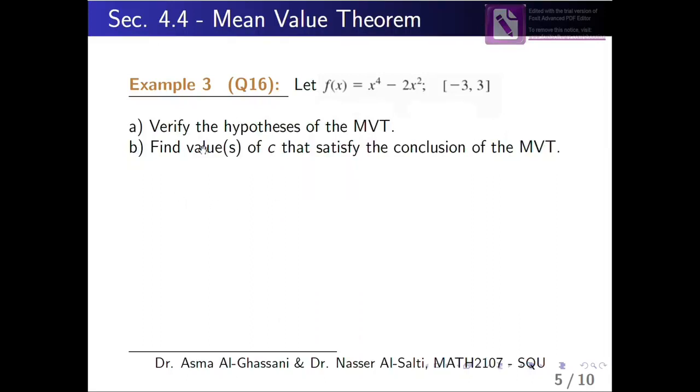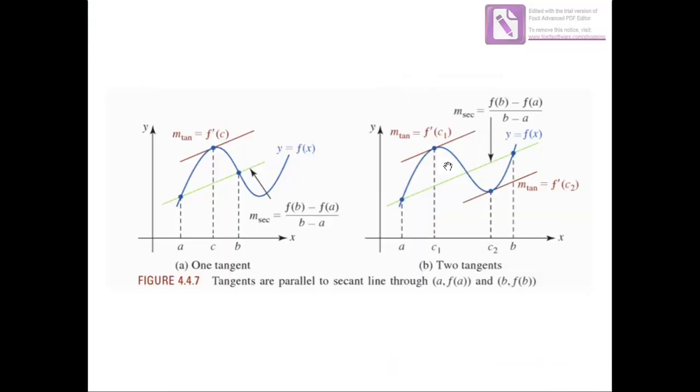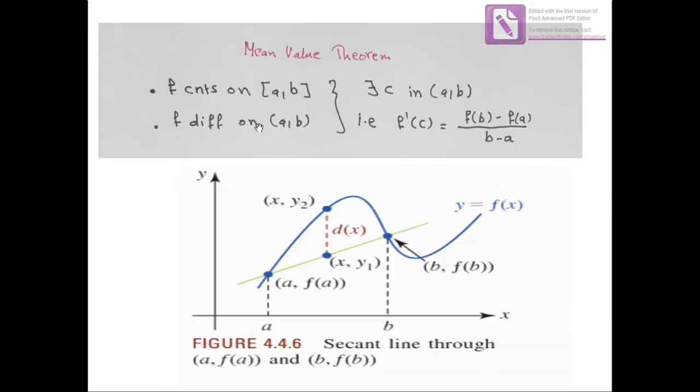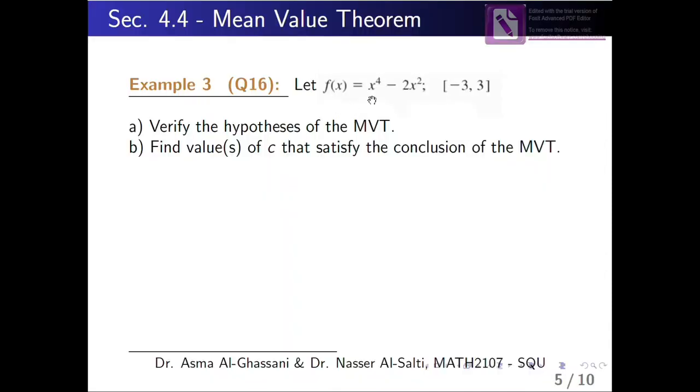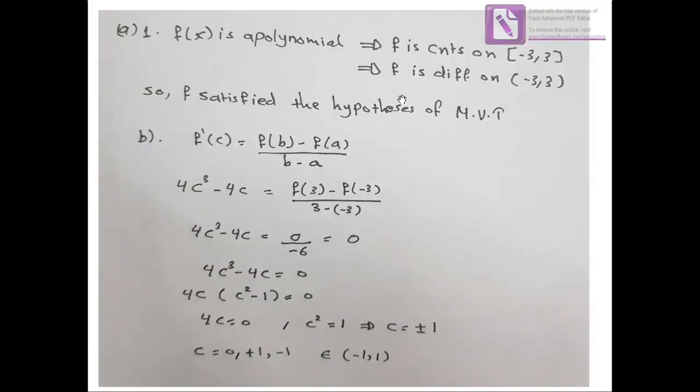Part B, we need to find values of c that satisfy the conclusion of the mean value theorem. We said if our function is continuous and differentiable, then there is c such that f prime c is equal to f(b) minus f(a) over b minus a. So we need to solve for c. First we need to find the derivative, which is 4x cubed minus 4x. We need it as a function of c, so it will be 4c cubed minus 4c is equal to f(b) minus f(a) over b minus a.